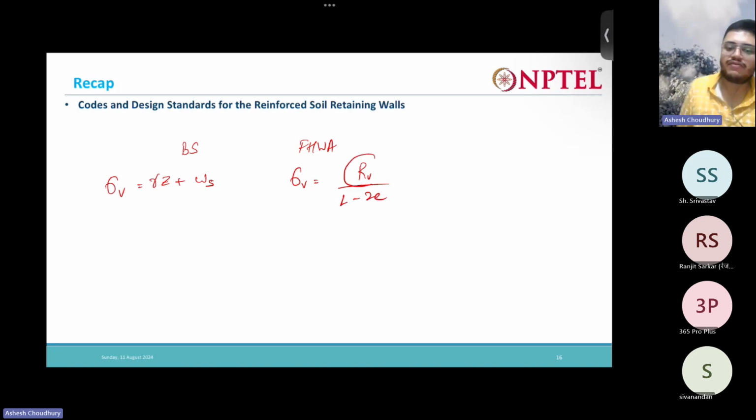RV is the total vertical load, which combines all the loads, like live loads, dead loads, and the seismic load. If you combine that, you will get the RV. That RV is divided by L minus 2e, which is the total width of the reinforced wall minus twice the eccentricity. This is the Meyerhof vertical stress, which is preferred by the FHWA. Okay, that's all.